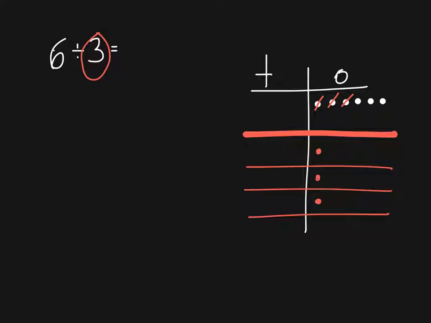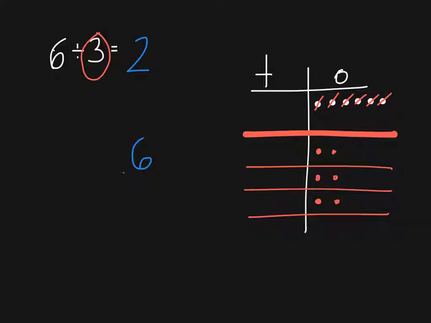and then ask myself, do I have enough left to do another round? And in this case, I do. I still have 3 left, so I can exchange that one and move it here. I can exchange that one and move it here. So when I take 6 and I divide it into 3 equal groups, here are my 3 equal groups, I end up with 2 in each equal group.